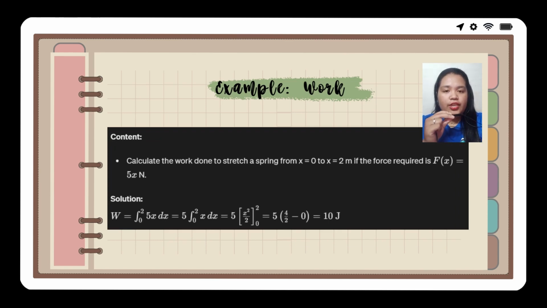We need to calculate the work done to stretch a spring from x equals 0 to x equals 2 meters if the force required is f of x equals 5x newtons. Using the formula, we set up the integral as W equals the integral from 0 to 2 of 5x dx, which simplifies to 5 times the integral from 0 to 2 of x dx. Solving this, we get 5 times the quantity x squared over 2, evaluated from 0 to 2, equals 10 joules.